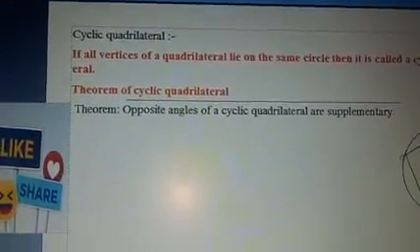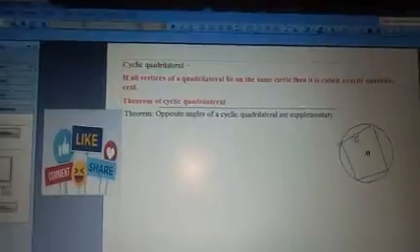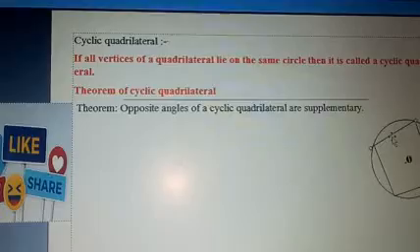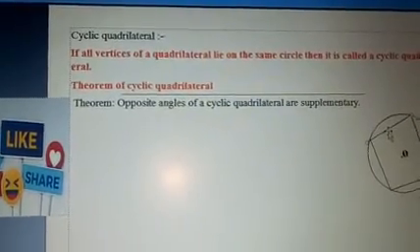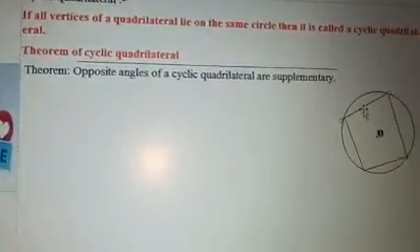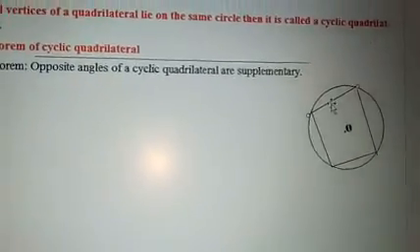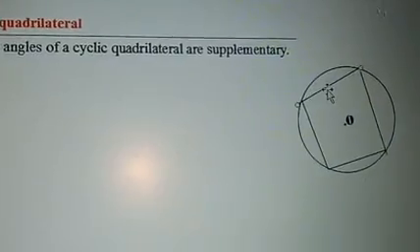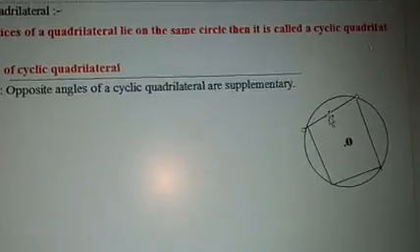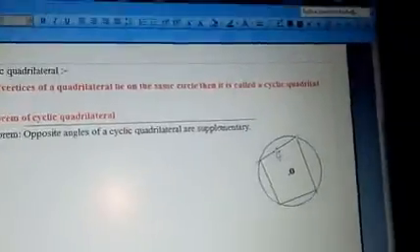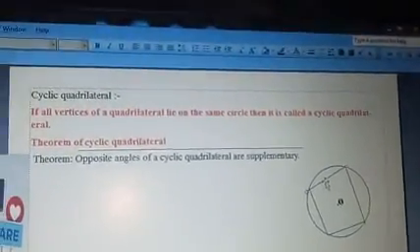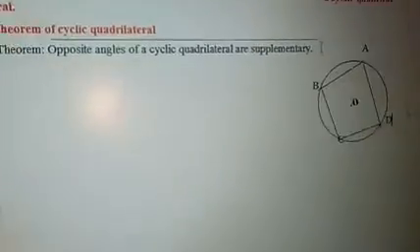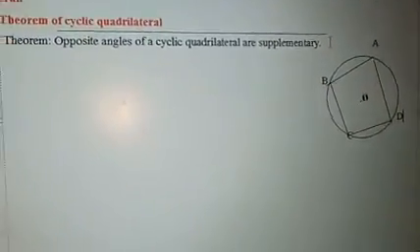Theorem of cyclic quadrilateral. The first statement is: opposite angles of a cyclic quadrilateral are supplementary. So first, as the given statement, we have a diagram. We have constructed a diagram: one circle with center O and one quadrilateral. We will give its notation here. Now we have labeled the diagram A, B, C, D.